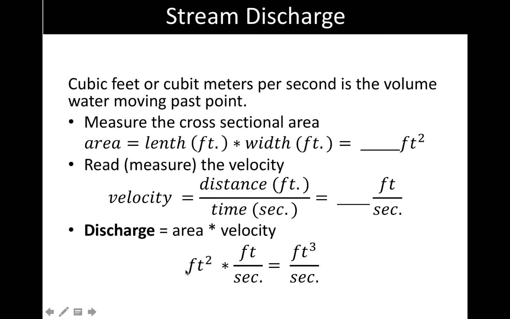Some number of feet squared, which is your area, times feet per second, which is your velocity, gives you cubic feet per second. Cubic feet per second is how we measure the discharge of a stream. Velocity is distance over time. Discharge is cubic feet, or volume, per second.